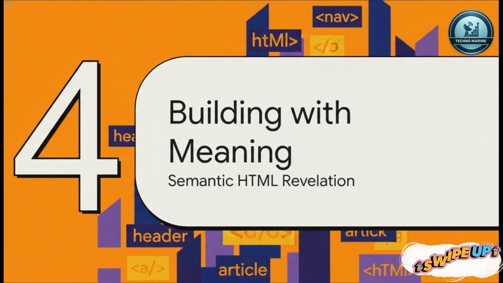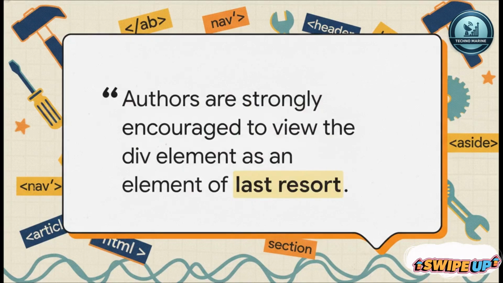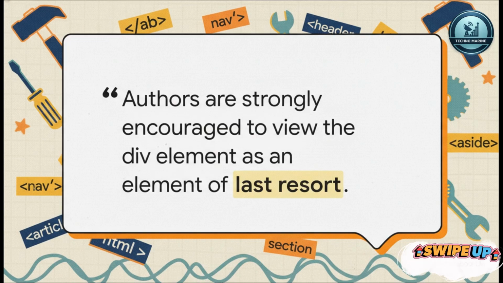Well, this brings us to a much more elegant, a much smarter way of doing things. Building with meaning, all thanks to Semantic HTML. And hey, this isn't just my opinion. This comes straight from the top. The official HTML5 specification, the rulebook for the web, says you should see the div element as a last resort. Basically, only grab that hammer when you've looked through your whole toolbox and no other specific tool will work.